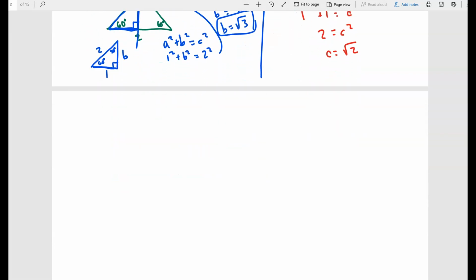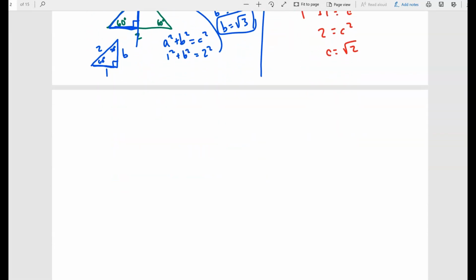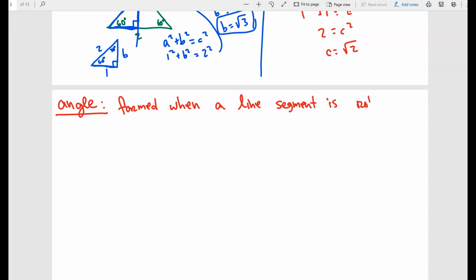So let's first start off by defining what an angle is. So angle. Okay, so an angle basically is formed when a line segment is rotated around one of its endpoints.